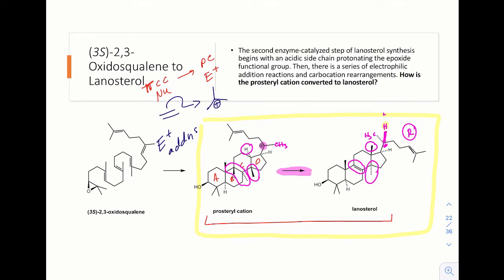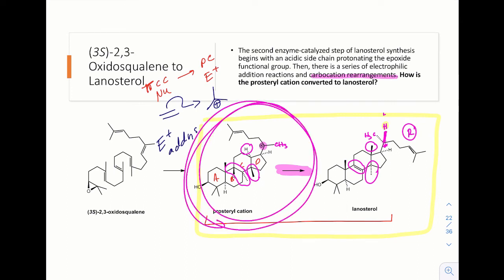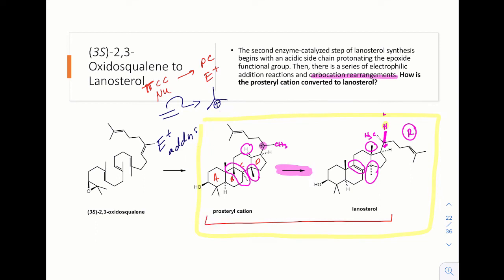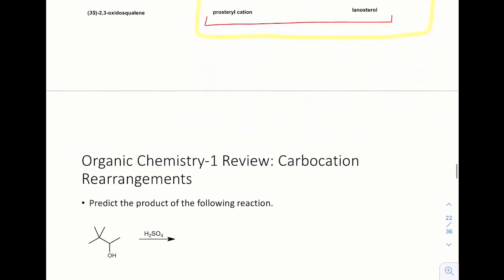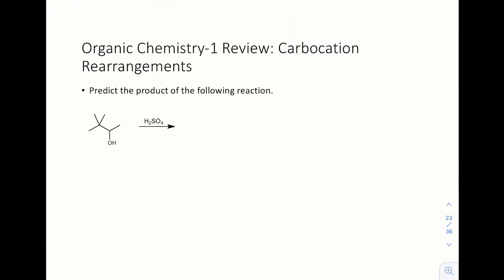This transformation represents a series of carbocation rearrangements. So before we attempt to propose a mechanism, which we will for this conversion, let's just review carbocation rearrangements, right? The prosteryl cation is a carbocation, and it's going to rearrange, and that's going to give us lanosterol, but it's not just one rearrangement. It's going to be multiple rearrangements. So let's just review a simpler example of a rearrangement first. By simple, I don't mean easy. I just mean in a smaller molecule.